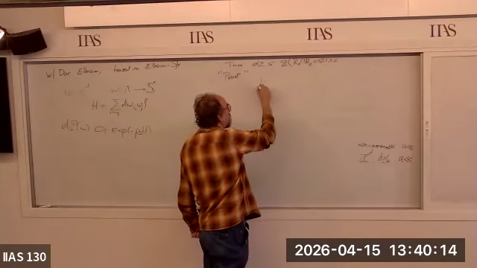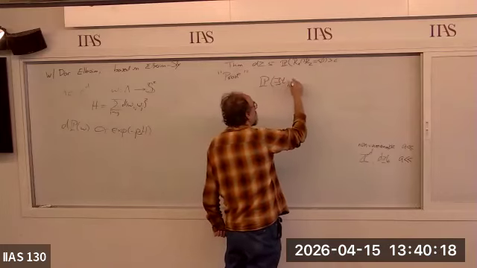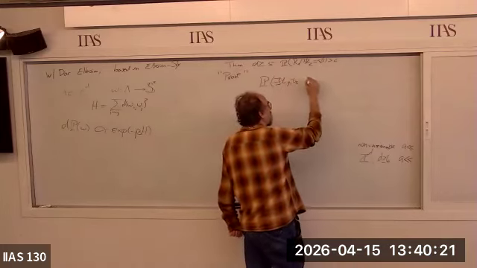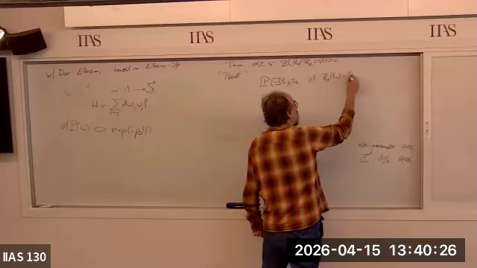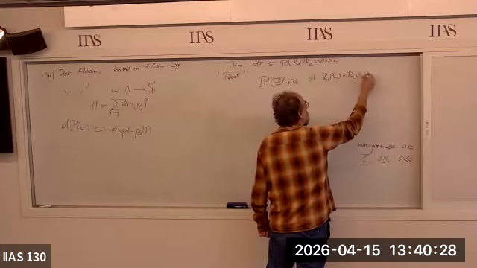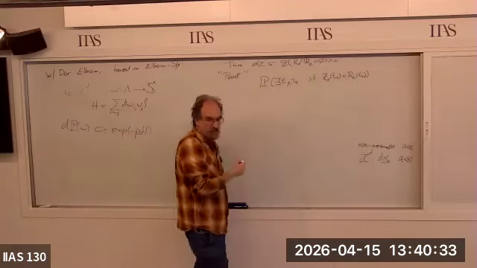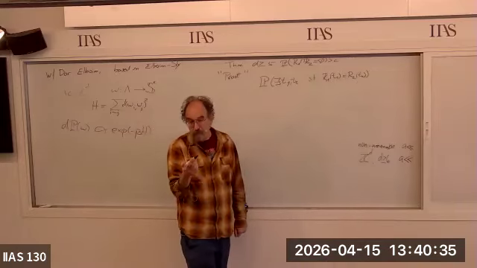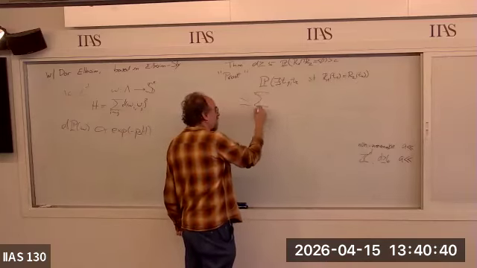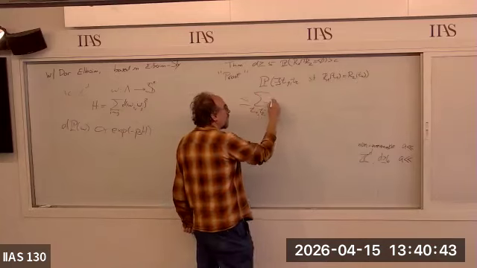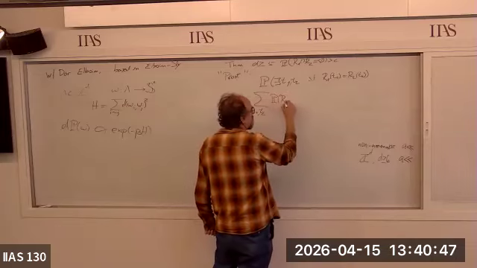This is the probability that there exist two times, t1 and t2, such that R1 of t1 equals R2 of t2. But the probability that something exists is certainly smaller than the expected number of times that it happened. So this is certainly smaller than the sum over all t1 and t2 of, okay, let me write it like this.